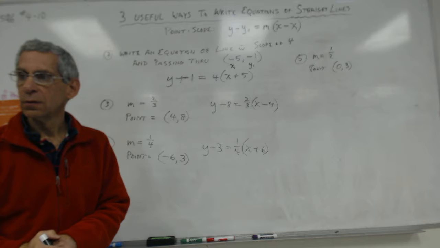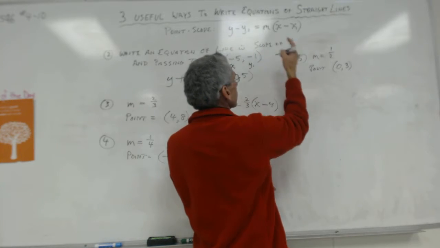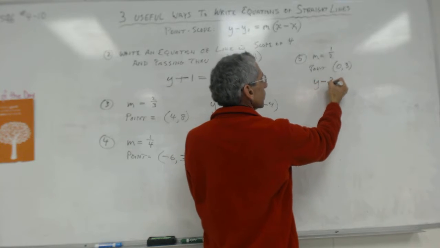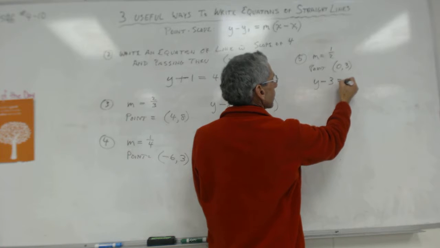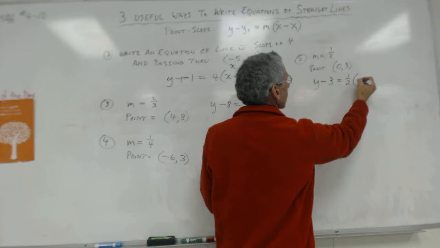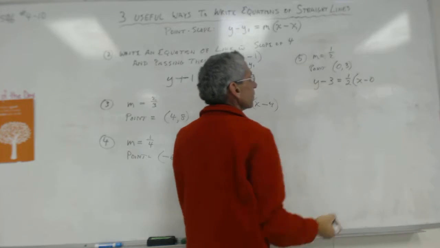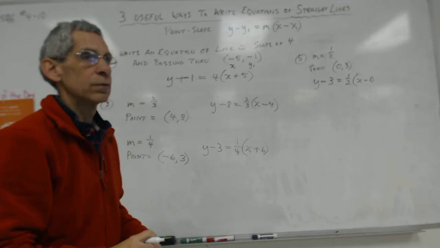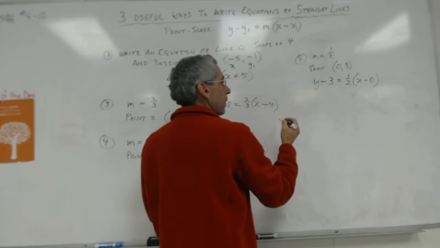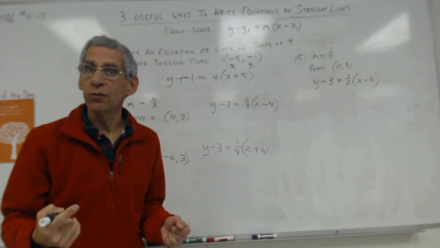Micah. You use this. Y minus 3, and then 1/2, x minus 0, right? Okay. 0, 3. Is that all you do? Okay. So let's see if it's the same. So yeah, that's technically in point-slope form.